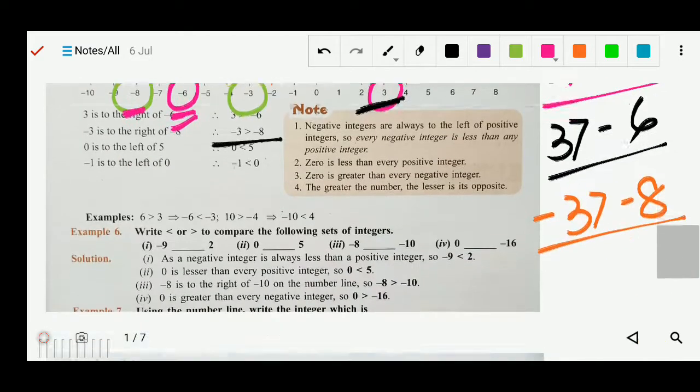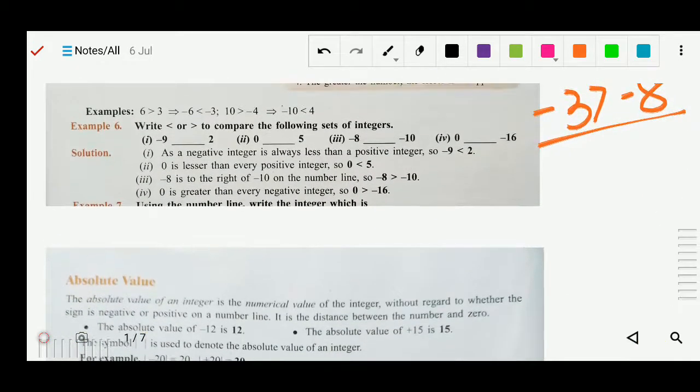So this is all about comparing of the numbers. You can compare by the number line, or as one method I just told, you can just imagine rupees and do it. Understood? Next is your absolute value.